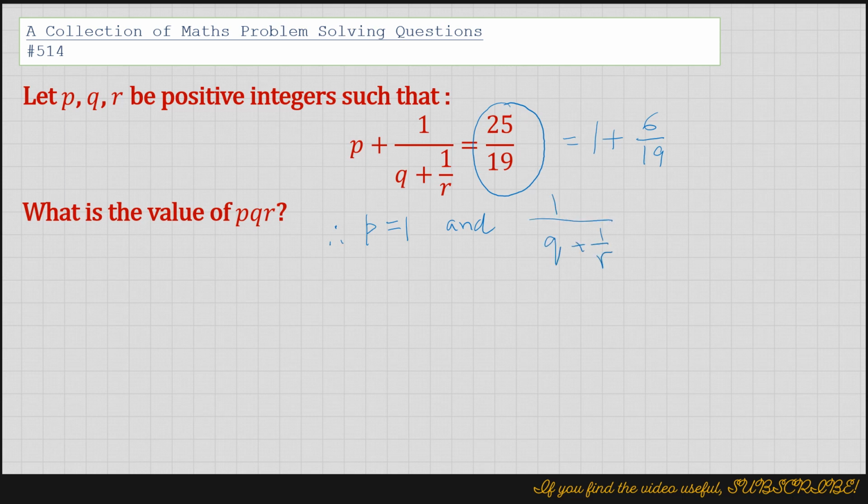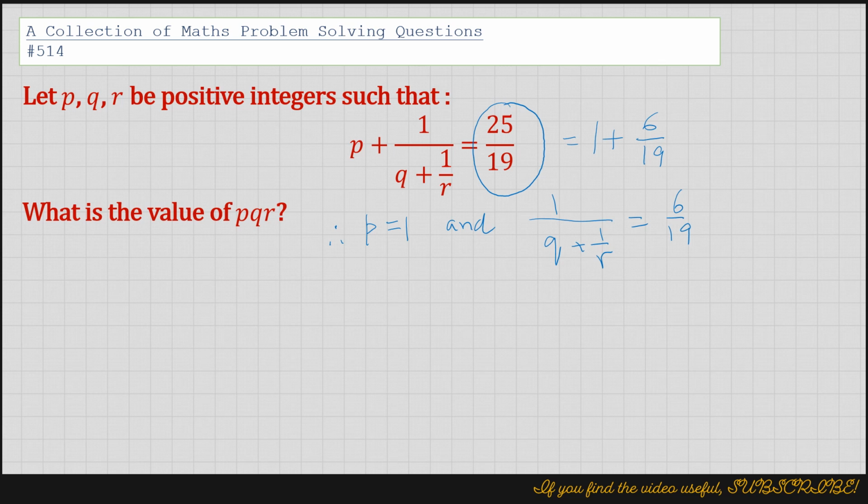1 out of r equals 6 out of 19. So before that I should mention that q plus 1 out of r, this term, is less than 1, and p, q, r are positive integers. Okay, so 1 out of q plus 1 out of r equals 6 out of 19.